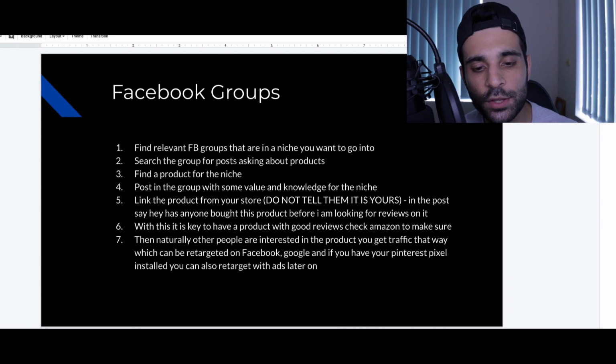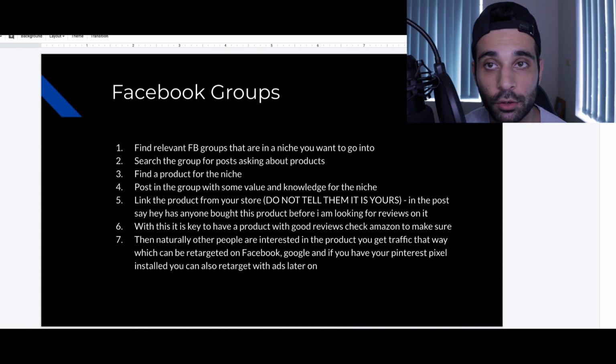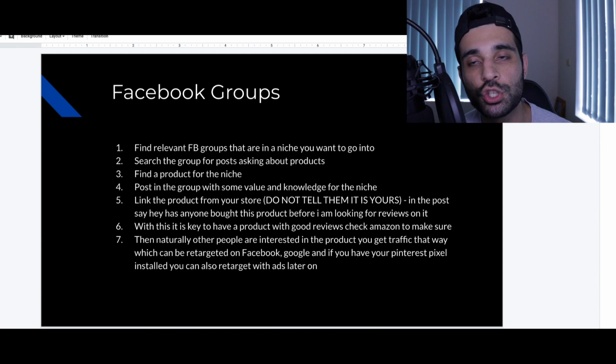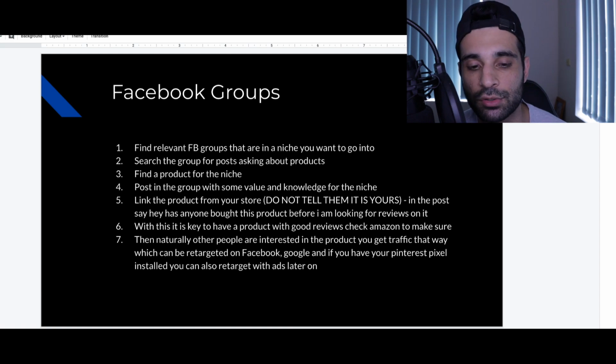Once you find that group and you've gathered some information, some market research about what's going on, you're going to find a product. If there haven't been any products in the group already, fine. If there have, then that's great. You can look at the store, how they've modeled it, how much engagement they have, and whether they got any sales from that post. Then you're going to find a product for that niche.